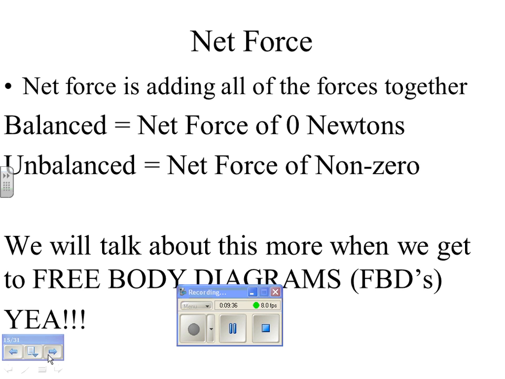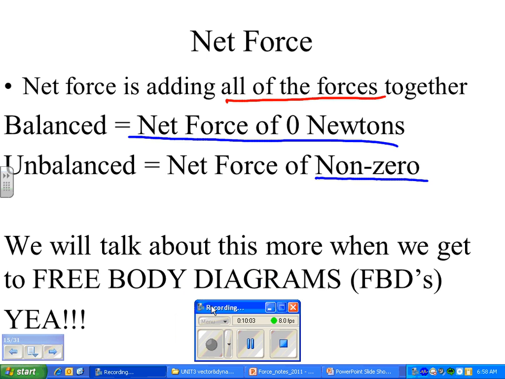Net force is adding all the forces together. We'll do free body diagrams in a minute, and you'll do a lot more in class, and that'll be visual examples of how we will add all of the forces. There's lots of forces in lots of different directions. Balanced forces have a net force of 0 newtons. Unbalanced means there's some non-zero net force, that just means there's some number. It could be 1, 2, 24.